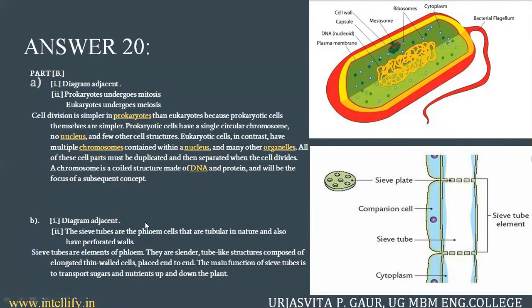And then the phloem cell that is tubular in structure is called sieve tubes. And sieve tubes are tubular in structure. They're cylinders, and they're composed of elongated thin-walled cells placed end to end. You can see this is one cell that is placed end to end to another cell, and the main function is to transport sugars and nutrients up and down, and this is what it actually looks like, right?